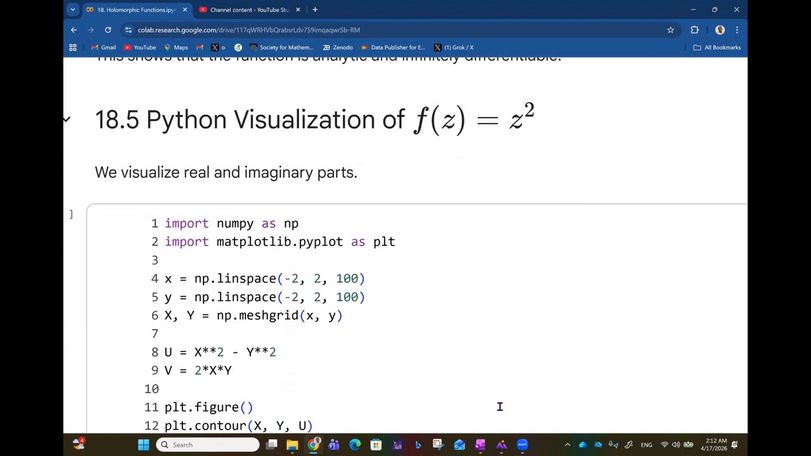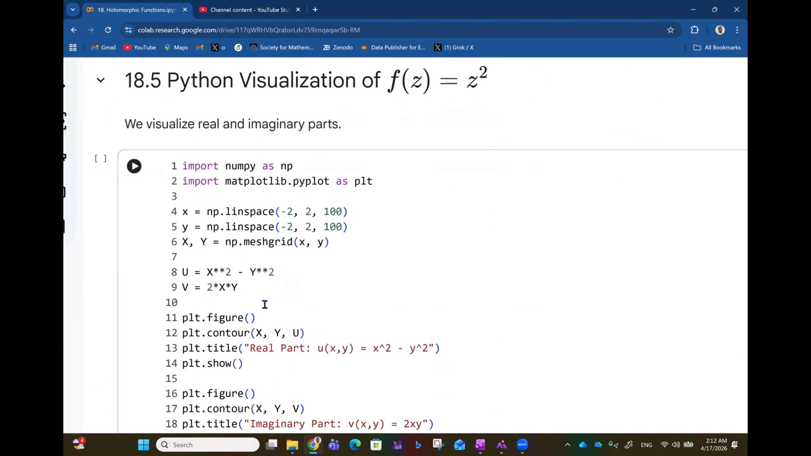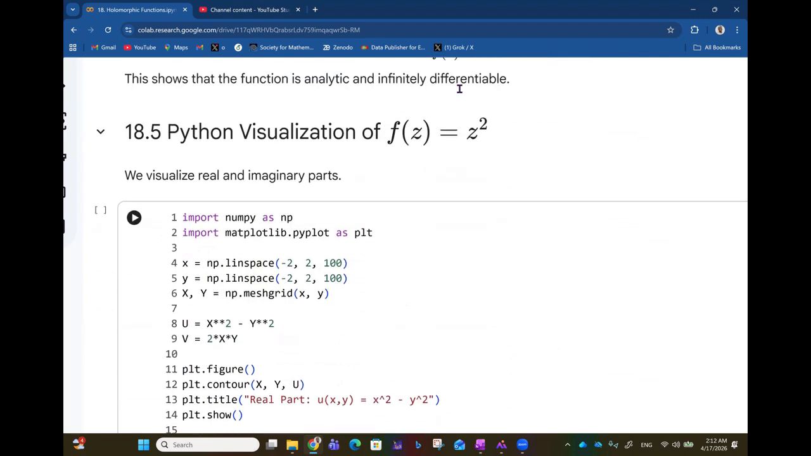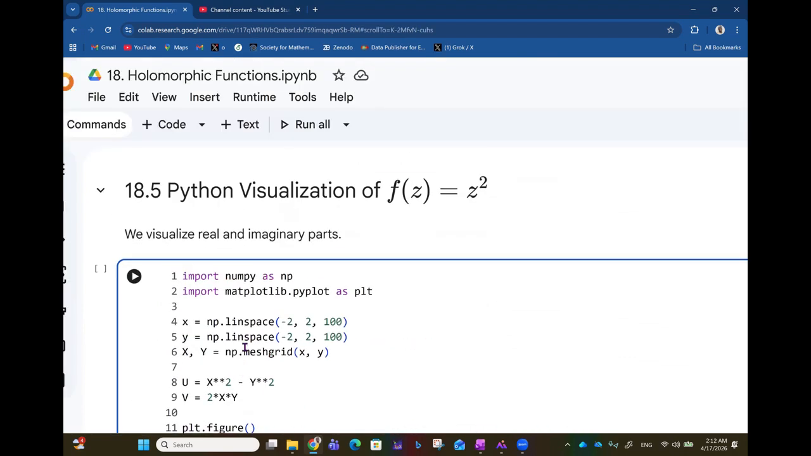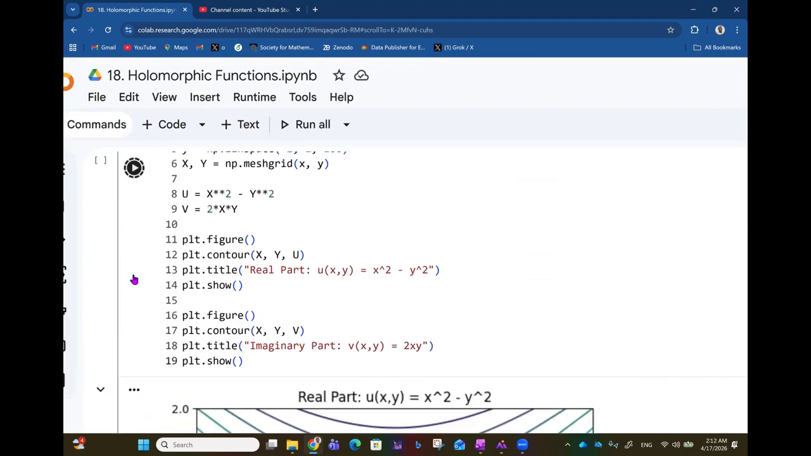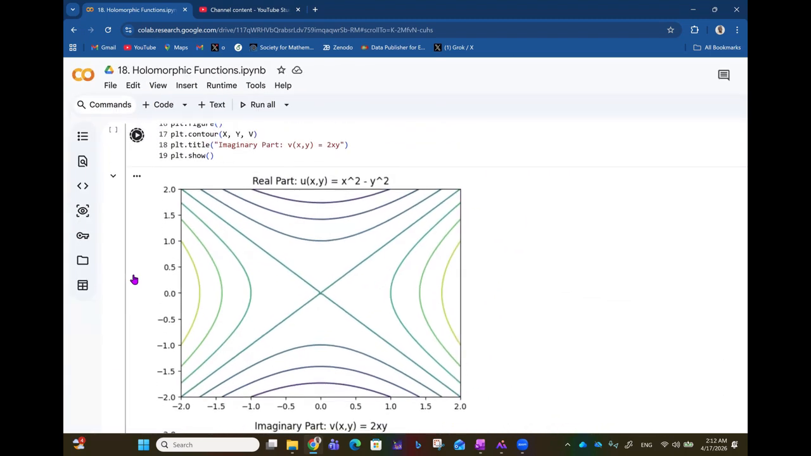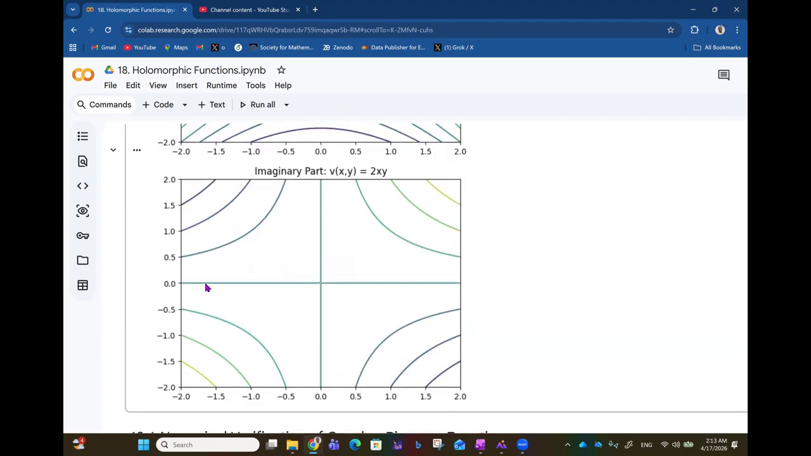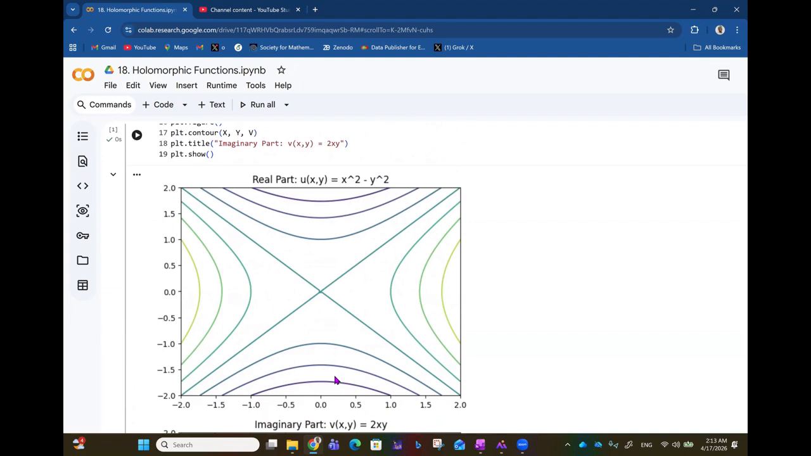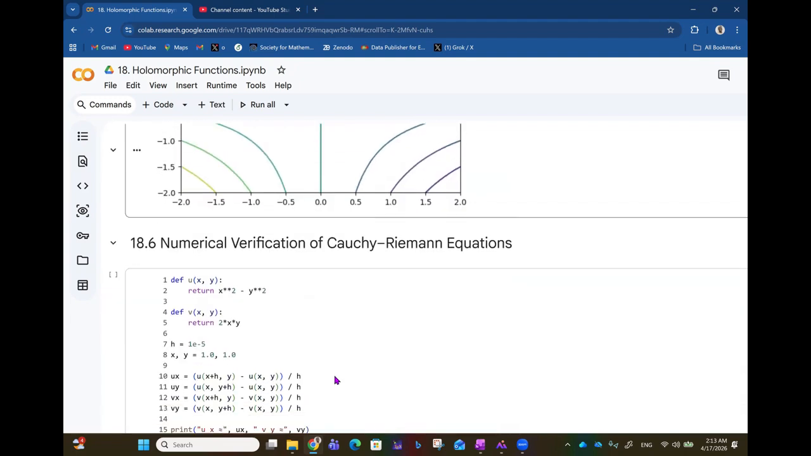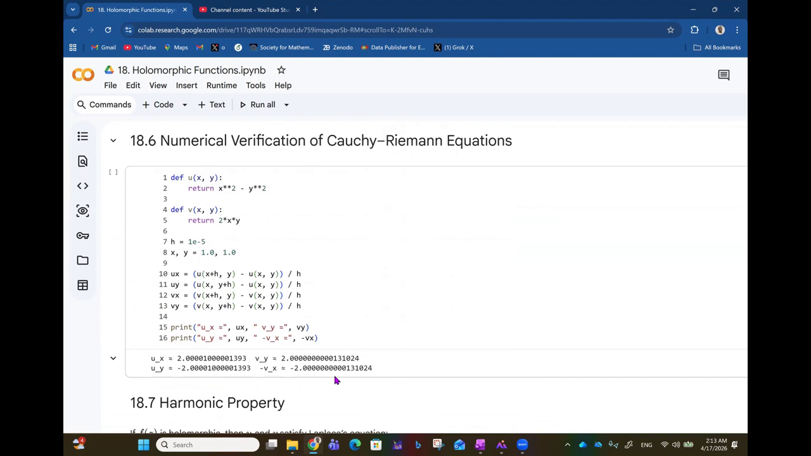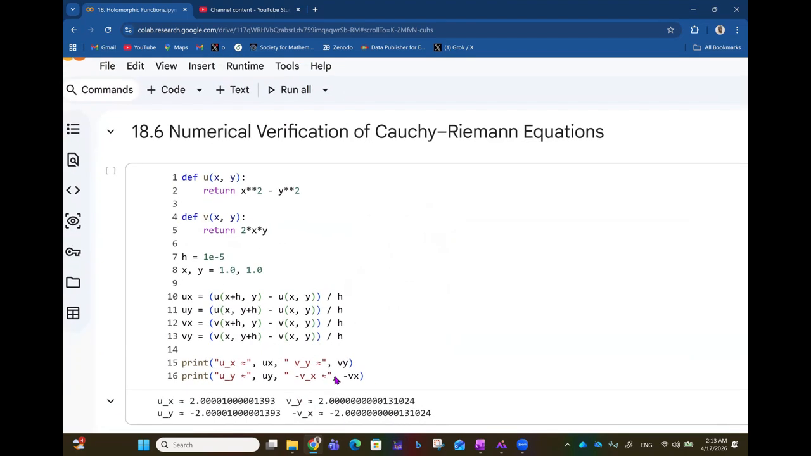Okay, so for Python visualization, if we expand this, we know the u component is x squared minus y squared, and the v component is 2xy. I think I showed this in the last video too, showing that they are actually orthogonal, that the u and v curves intersect continuously at an angle of 90 degrees, as you can see in all of these places. So this is for the real part. This is the imaginary part now. And when they intersect, they intersect at 90 degrees. So we have numerical verification of the Cauchy-Riemann equations.